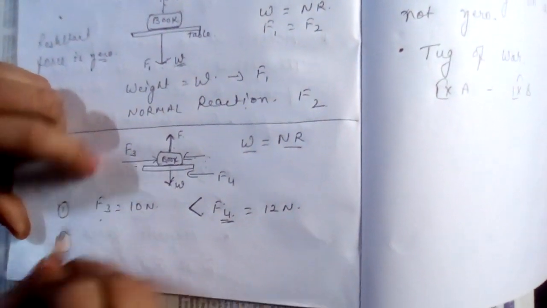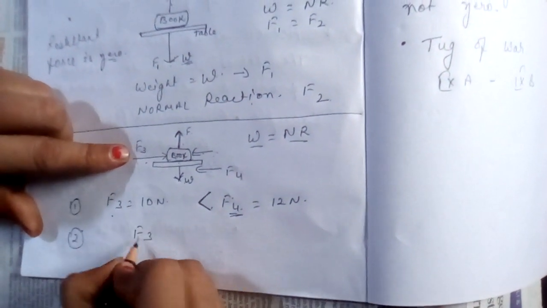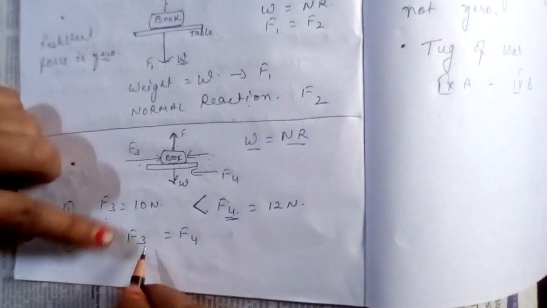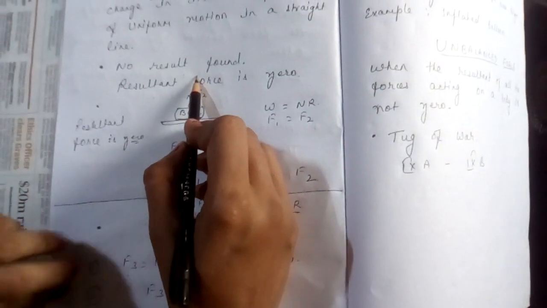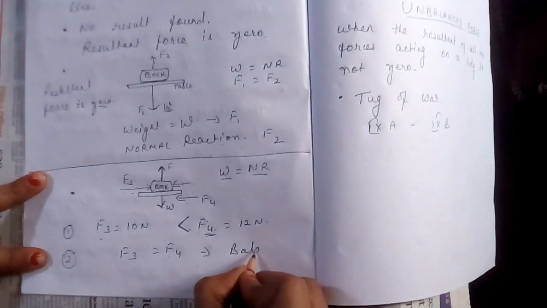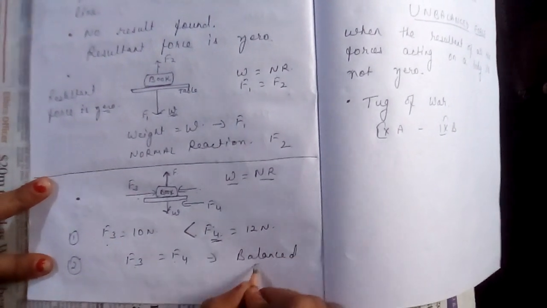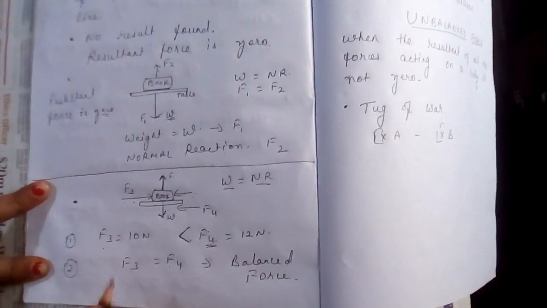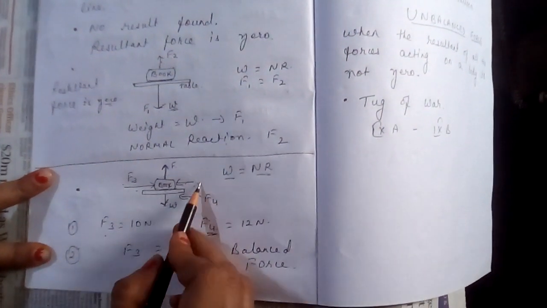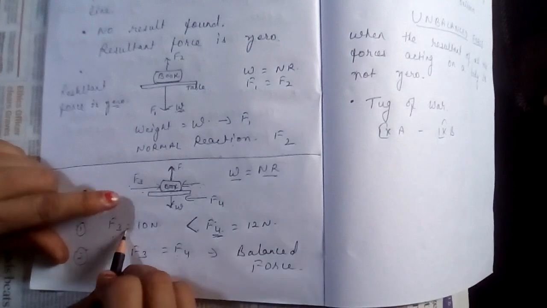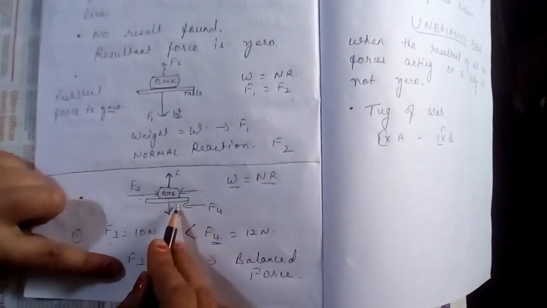But in case 2, what happens? If F3 is equal to F4, again the book will not move and we will get balanced force. So this also shows balanced force. Whatever force is applied, if it is less than or equal to the frictional force, the book will not move. It will stop over there only.